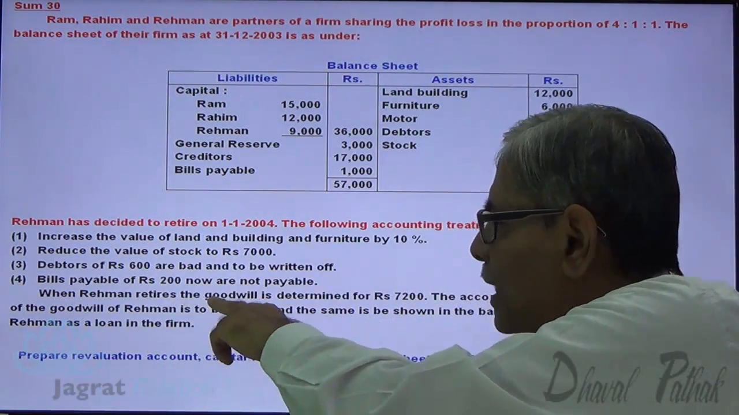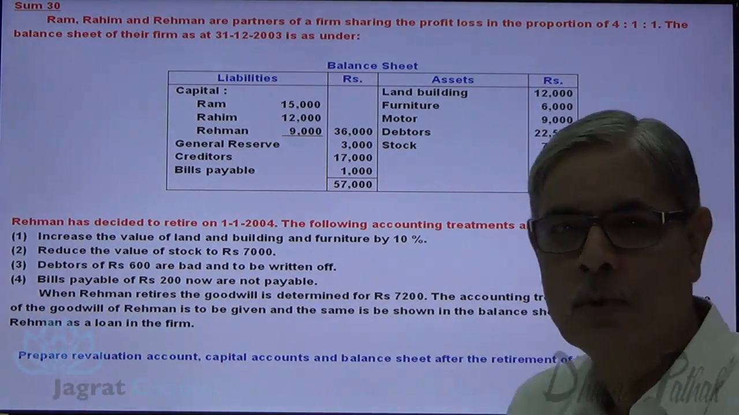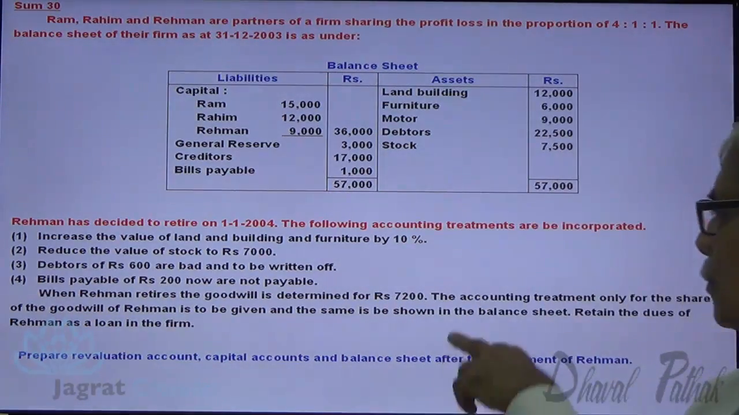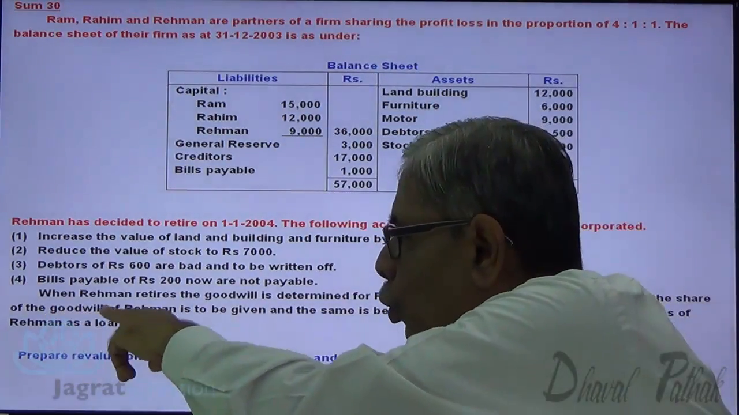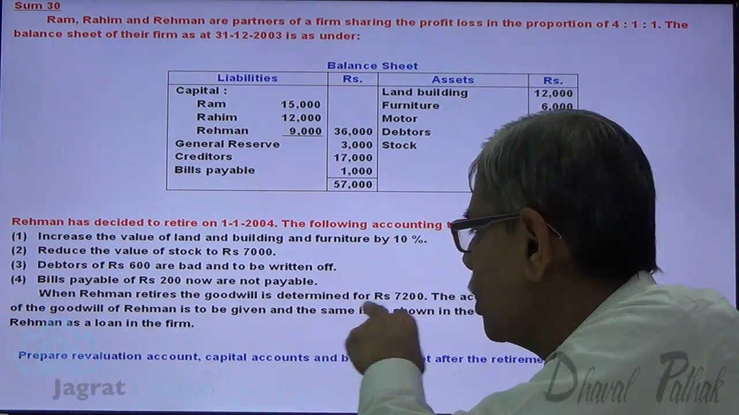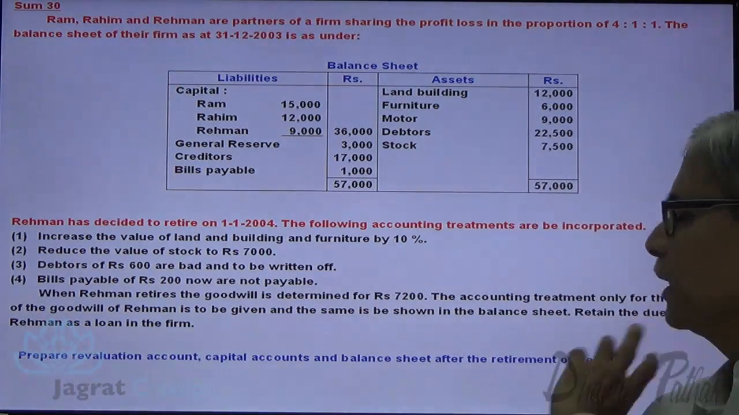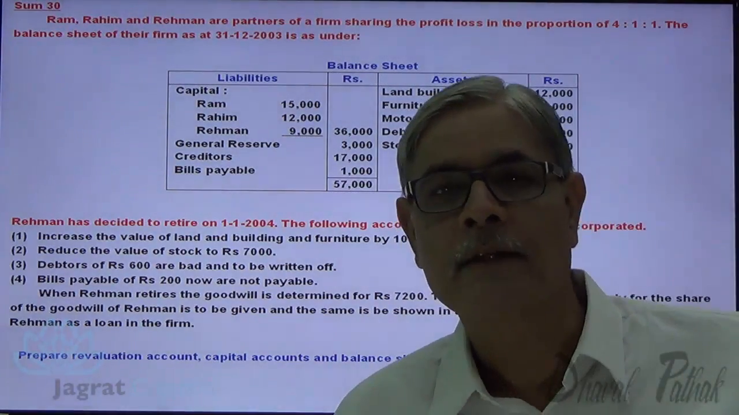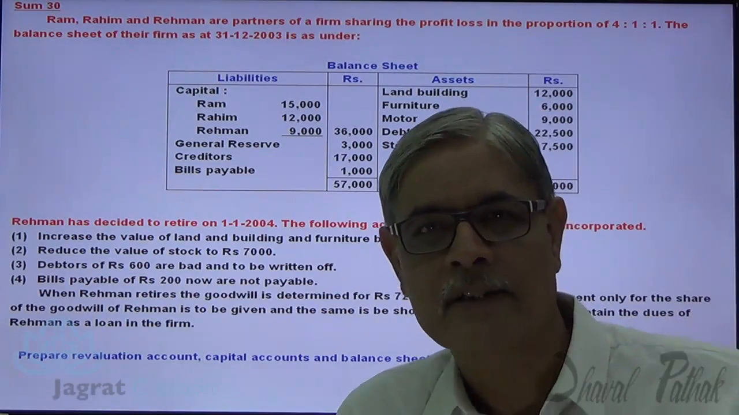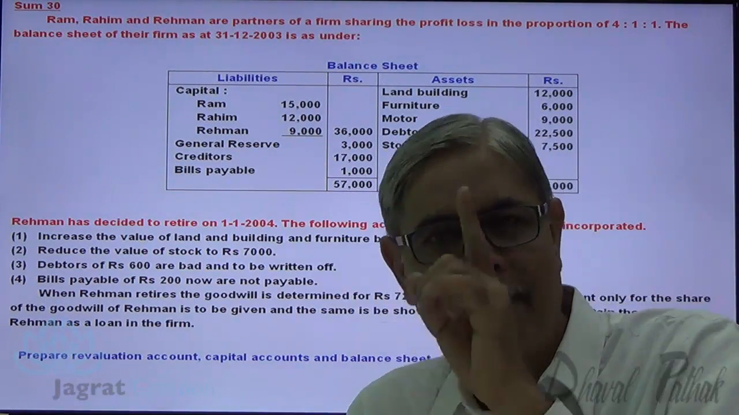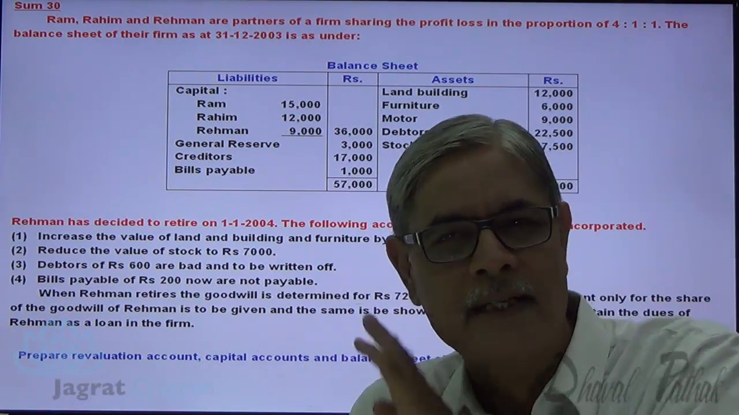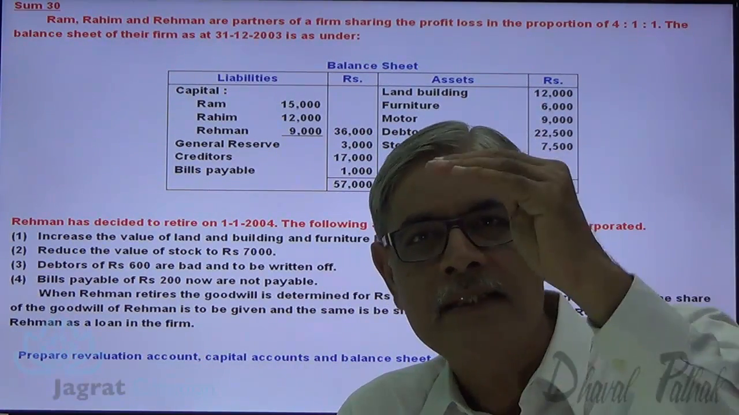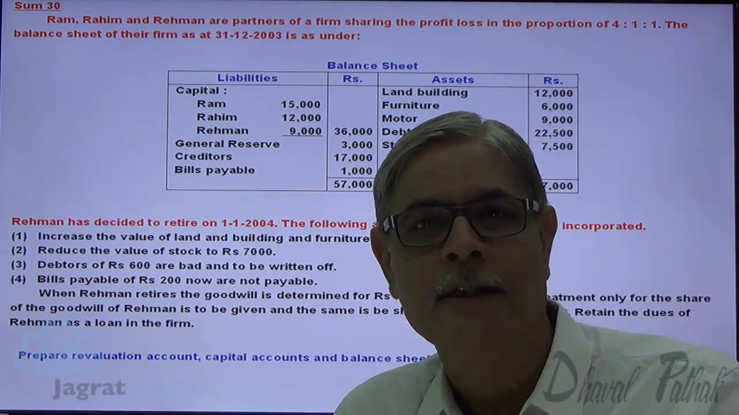When Rahman retires, the goodwill is determined at 7,200. Accounting treatment only for the share of goodwill of Rahman is to be given and same is to be shown in the balance sheet. Now see, value of goodwill is 7,200. Book value is 0. In balance sheet there is no goodwill. So book value of goodwill is 0. Valuation made 7,200. Increase in value of goodwill is 7,200.